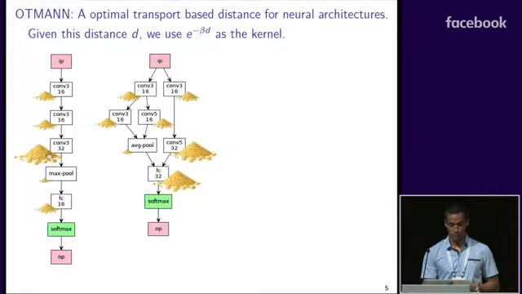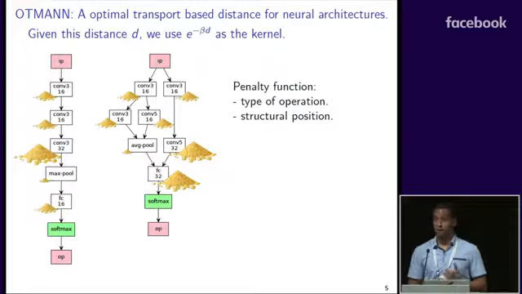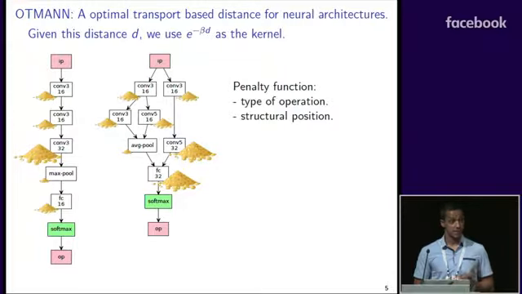So I could, for example, take this big pile of sand and match it directly to this big pile of sand. Or I could break it into small parts and match it to these different layers. But we're going to do this in a way so as to minimize a certain penalty function, which is going to account for two things. First, the type of operation.